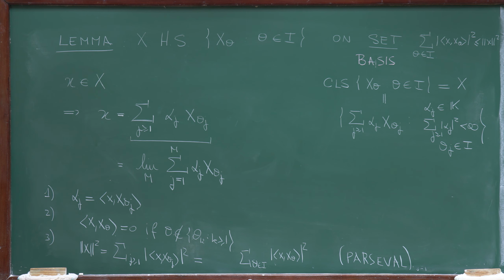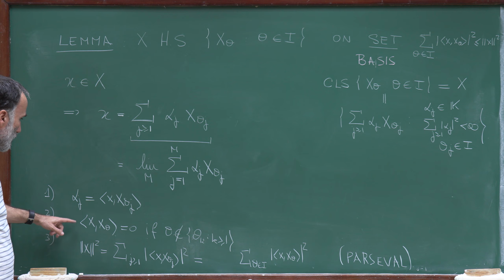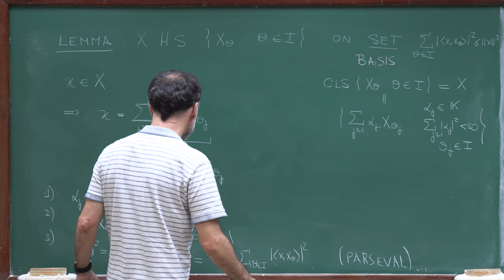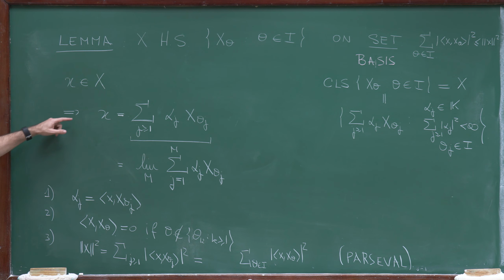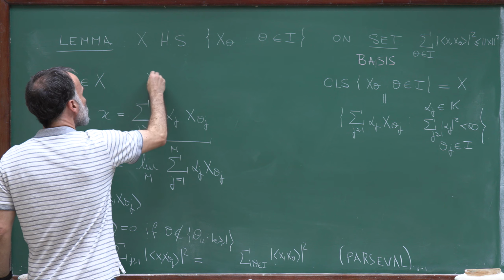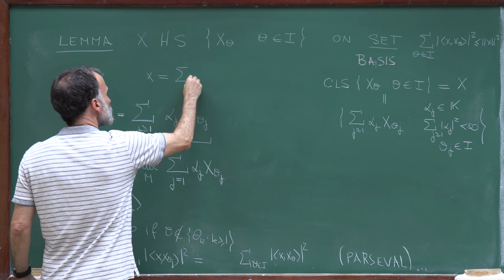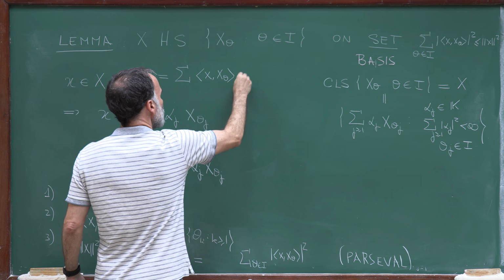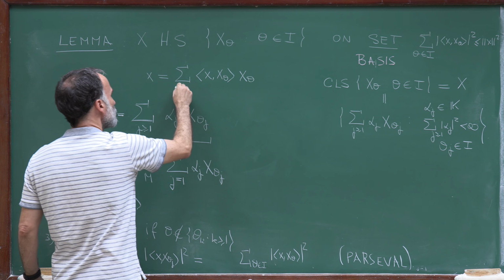Now, what I claim is that, well, let me call alpha_theta, if you wish. So my claim is that for x in X, x can be written as the sum of (x, x_theta) x_theta, theta in I.